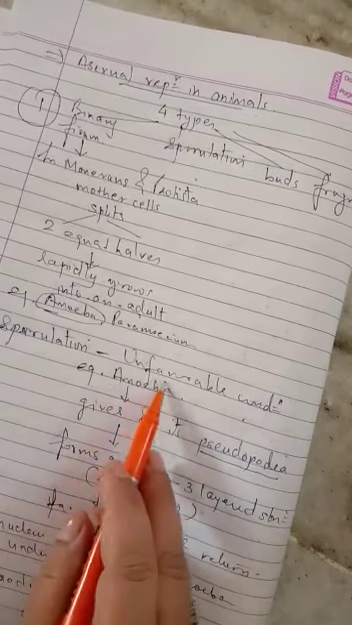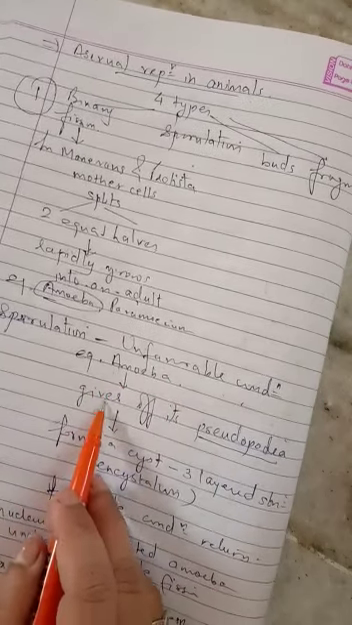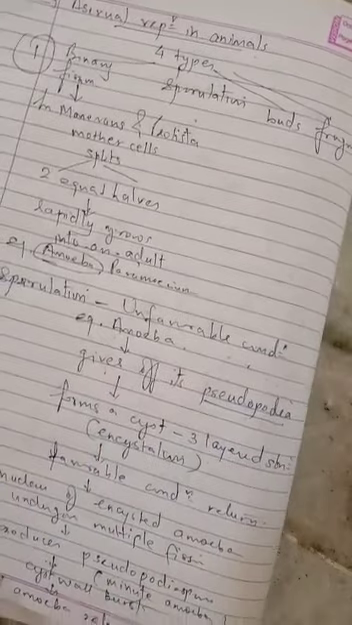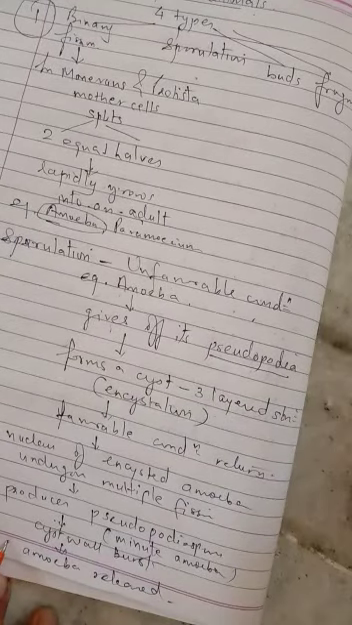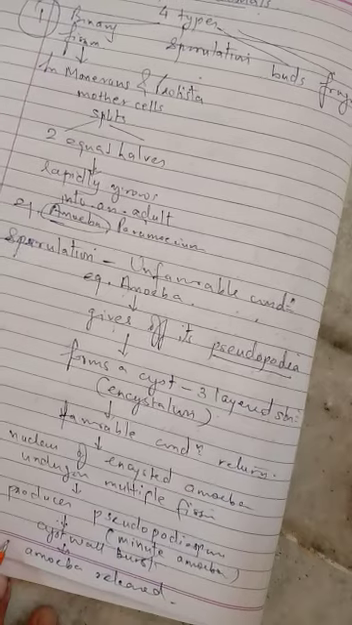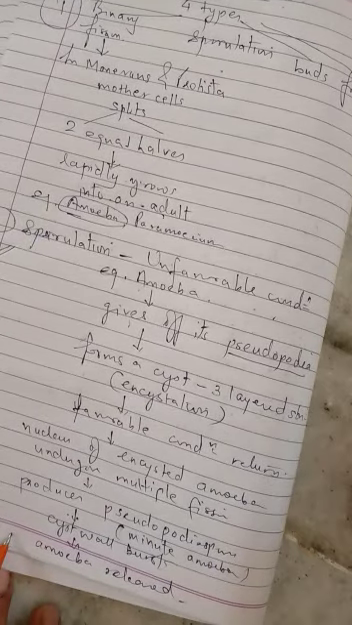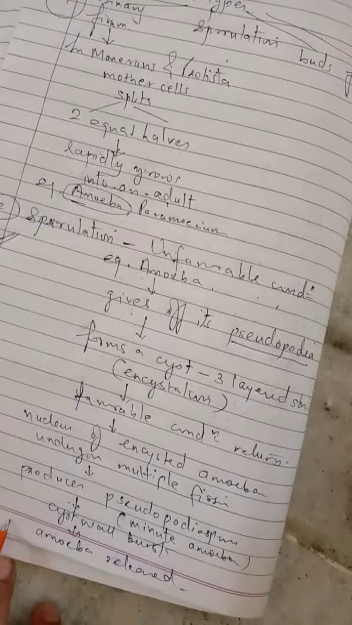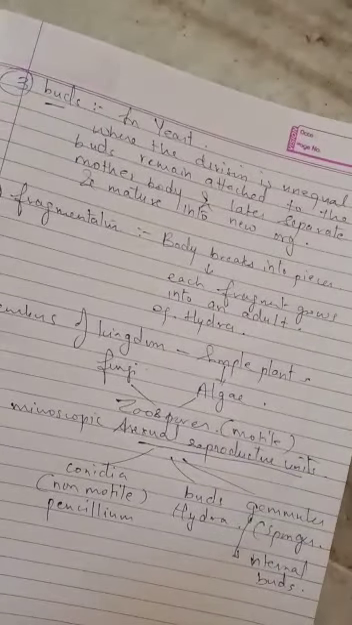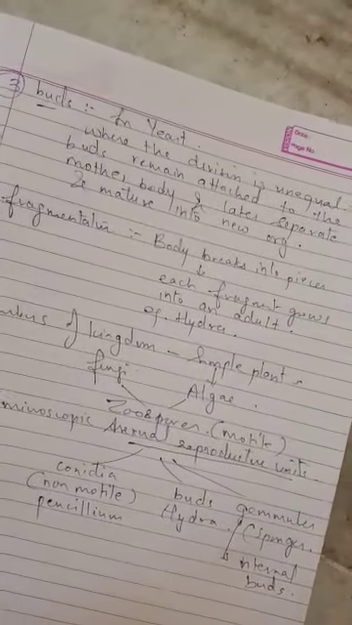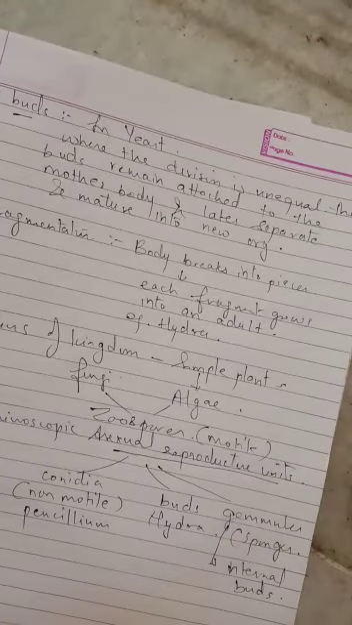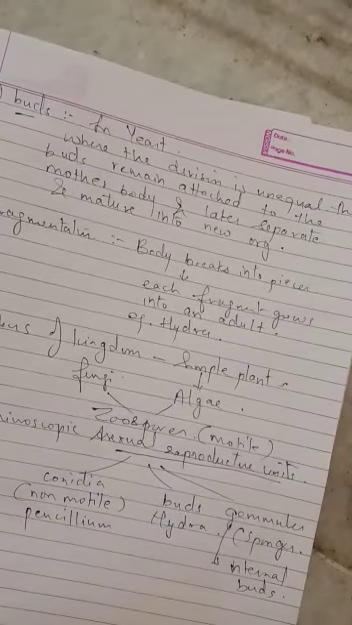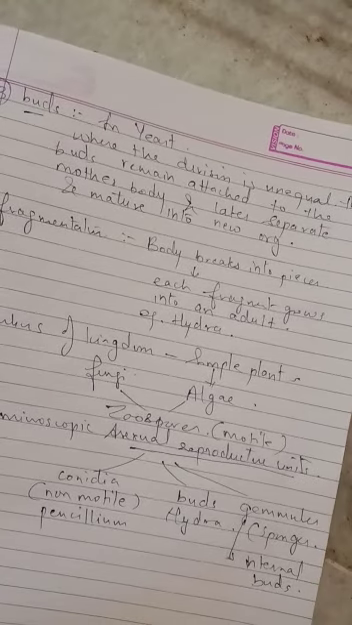For example, when amoeba faces unfavorable condition, it gives off the pseudopodia, forms a cyst, which is a 3-layered structure, and the process is called encystation. And when the favorable condition returns, the nucleus of the encysted amoeba undergoes multiple fission and produces pseudopodiospores, which are minute amoeba. Then the cyst wall bursts and the amoebas are released, right? The third one, budding. Budding is seen in yeast, where the division is unequal. Initially the buds remain attached to the parent body, and later it separates and matures into a new organism. Fragmentation, where the body breaks into pieces and each fragment grows into an adult.